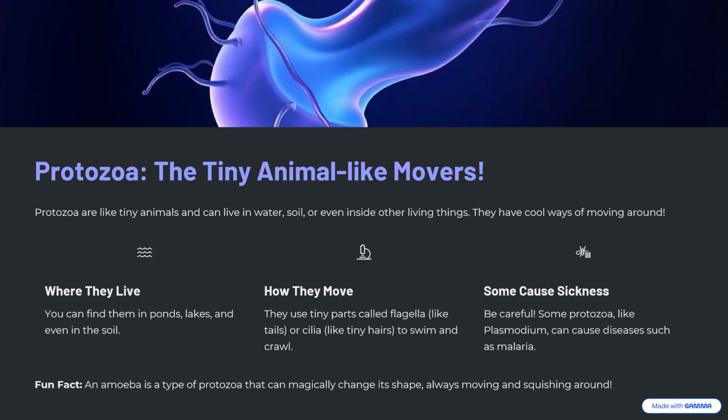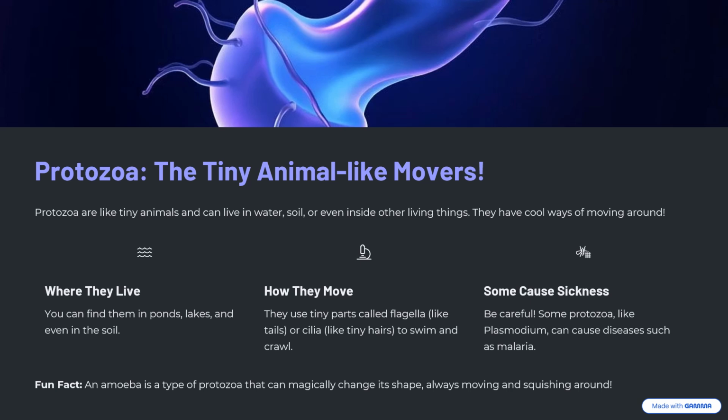As you can see in the figure here, the protozoa have flagella and also a tail. Flagella means tails and cilia means hair. With the cilia, they can swim and crawl, and with the flagella, they can move from one place to another place.